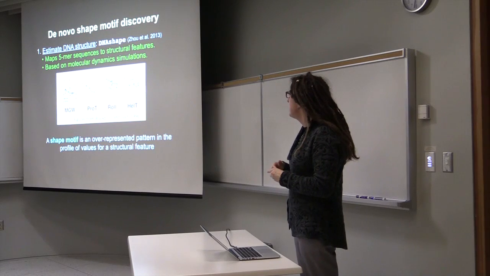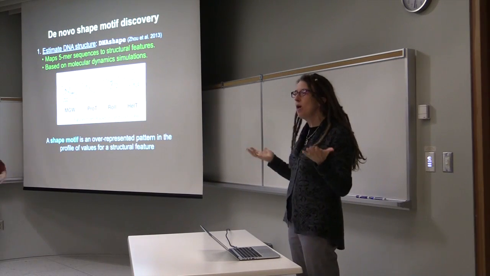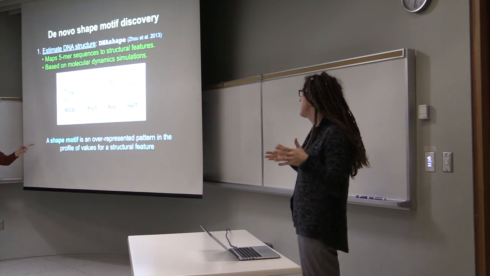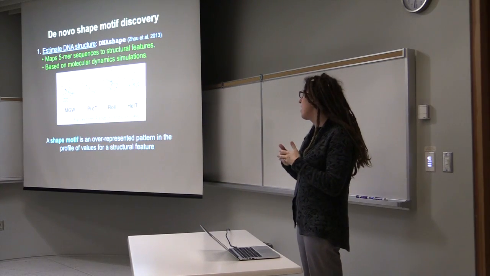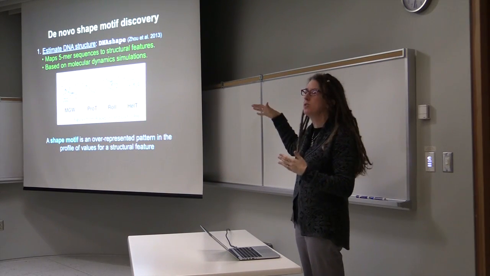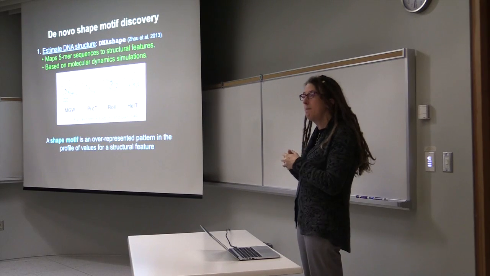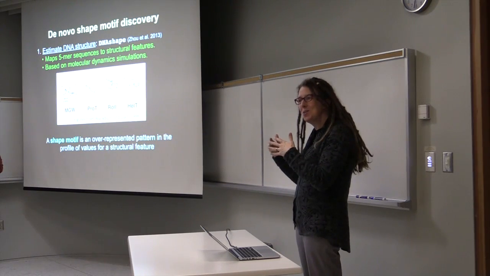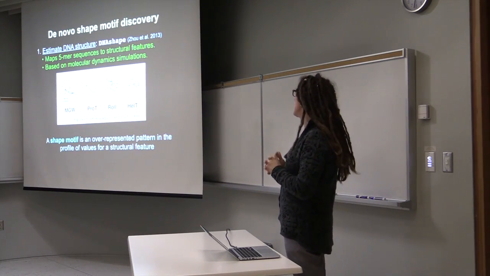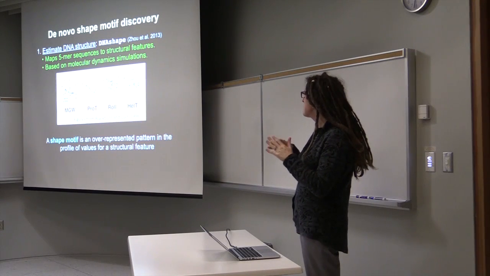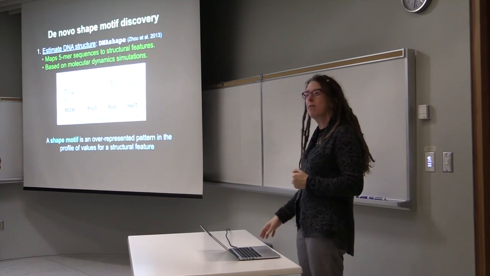And we define the shape motif in the same way that we all think of sequence motifs, as an overrepresented pattern in the profile values for one or more of these structural features. So think about them one at a time. We're starting to think about them also together, but in this initial work, just one at a time, an overrepresented pattern of minor groove width, for example.